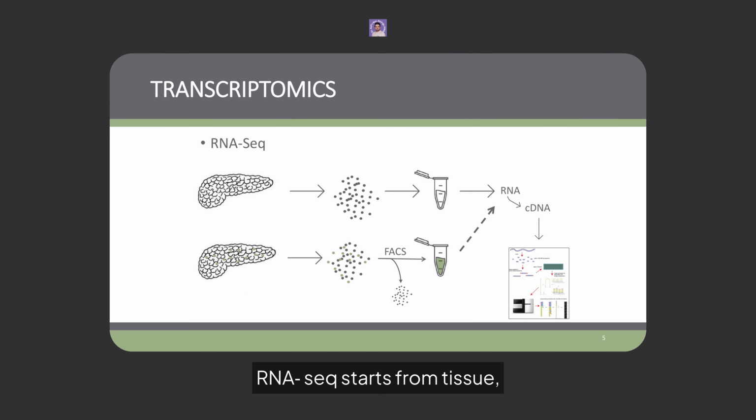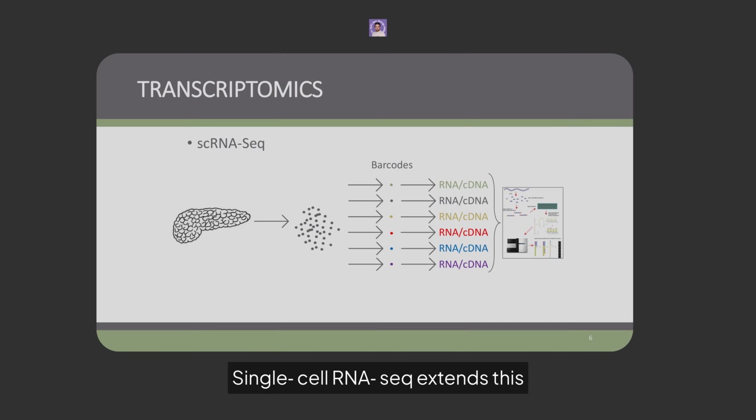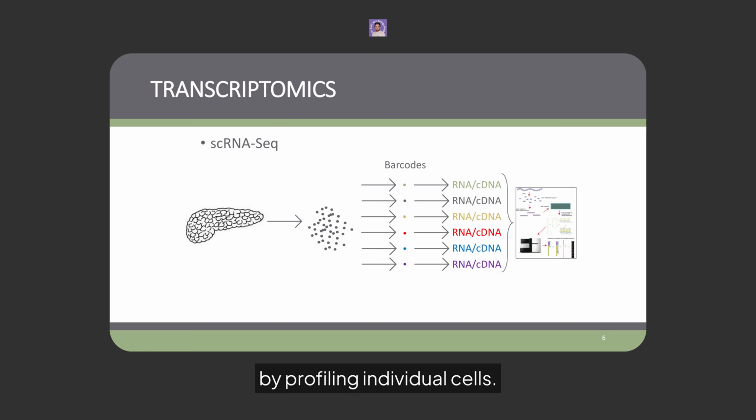RNA-seq starts from tissue, which is dissociated into cells. We extract RNA, convert it to cDNA, and build sequencing libraries. Options such as FACS allow us to enrich specific cell populations before sequencing to refine expression profiles. Single-cell RNA-seq extends this by profiling individual cells. Each cell's RNA or cDNA receives a unique barcode, so reads can be assigned back to cells after sequencing. This reveals cellular heterogeneity that bulk RNA-seq cannot capture.